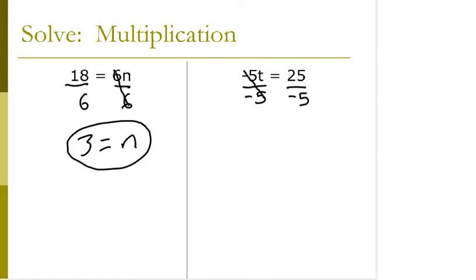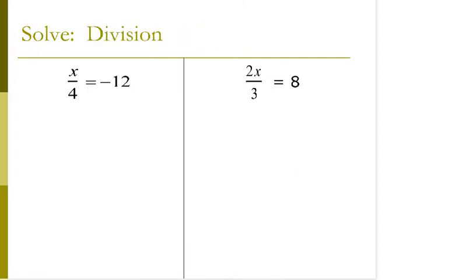These undo each other, and we're left with t equals, and a positive divided by a negative is going to be a negative. So this is a -7. And I'll leave that to you to check that yourself.